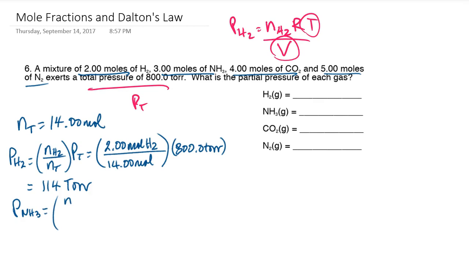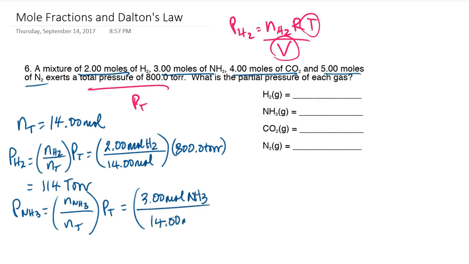It would be the number of moles of ammonia divided by the total number of moles over all of the components in the mixture times the total pressure. If I plug in the numbers that I've got, that's 3 moles of ammonia over 14 total moles times the total pressure of the mixture, which is 800 torr. That would give me 171 torr.